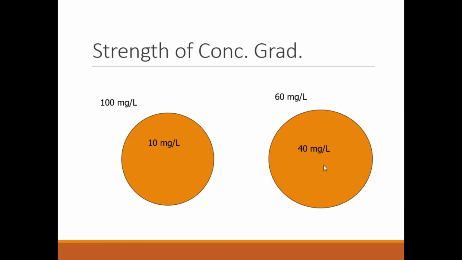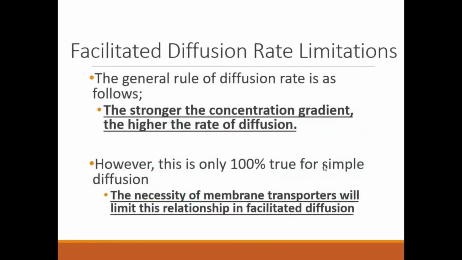Now, for simple diffusion, that is an absolute rule. For simple diffusion, it is 100% true. The higher the concentration gradient, the higher the rate of transport. However, once we look at facilitated diffusion, we've got a problem. That is not 100% true for facilitated diffusion, because the protein transporters themselves become a limiting step.